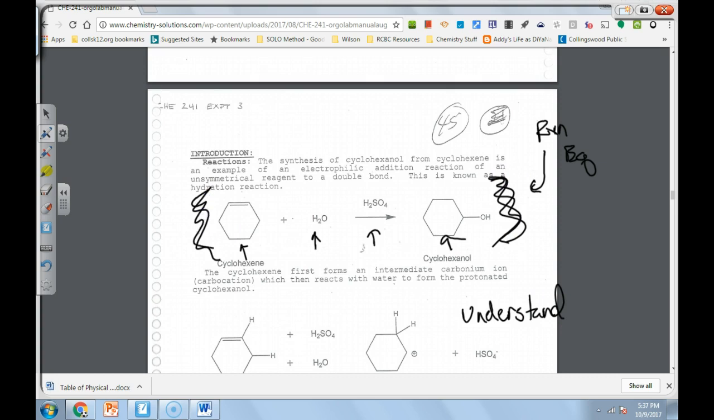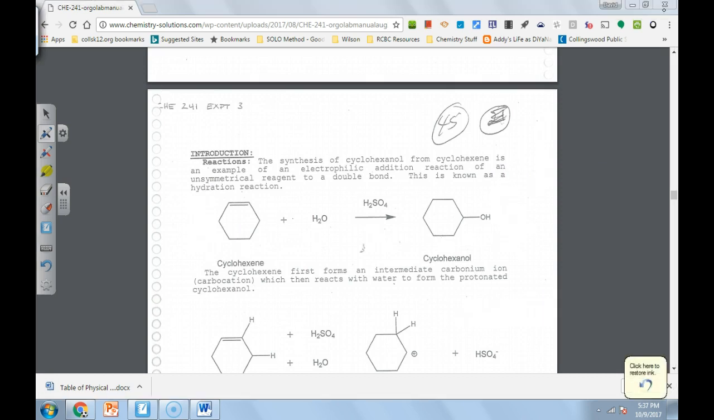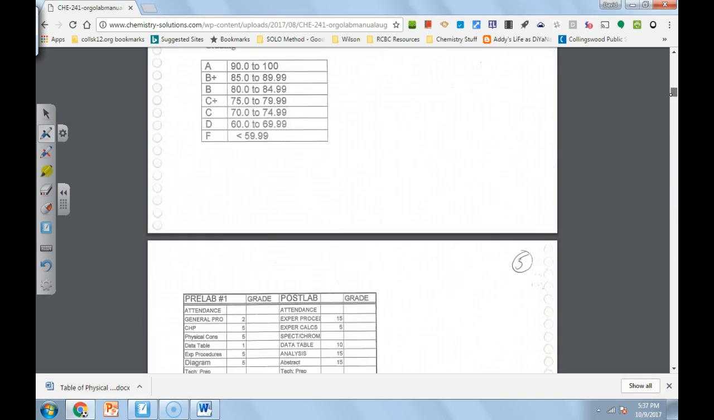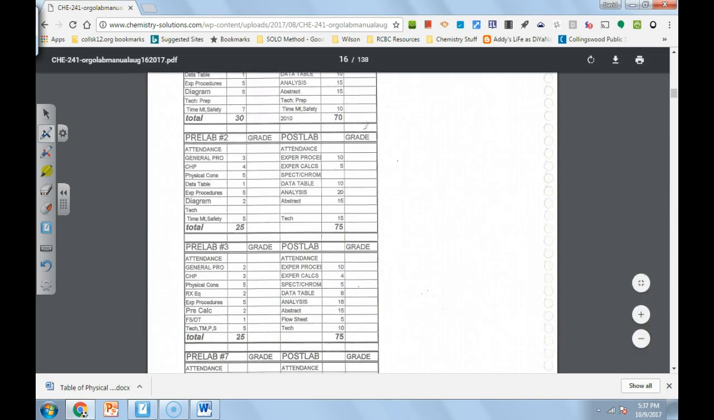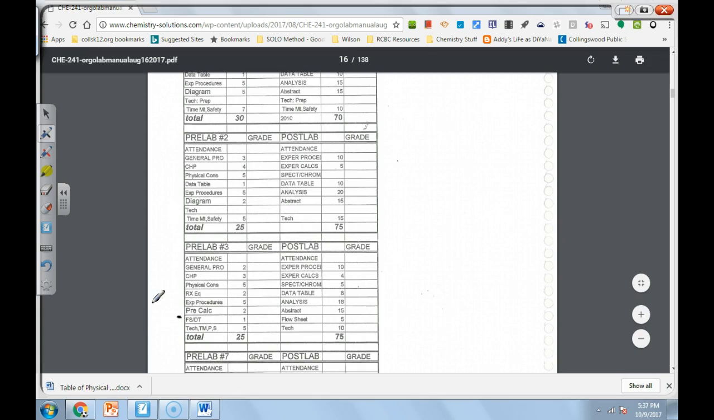The last thing that you are doing is right here, and that is the FSDT. That stands for flow sheet like this, and data table. And the same rule that applies here is what you're going to do here. You're just going to leave a page blank.